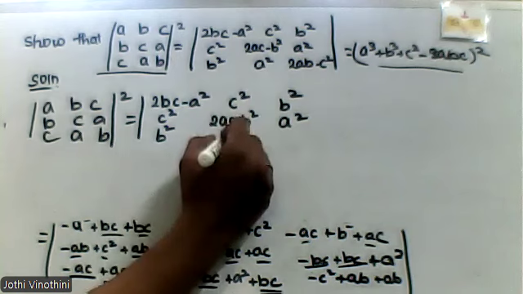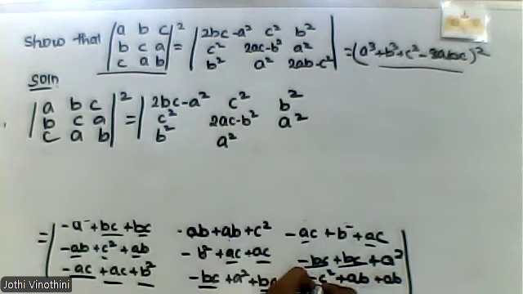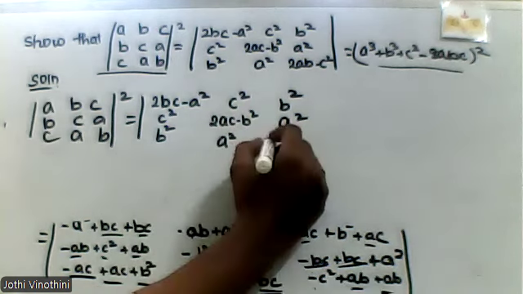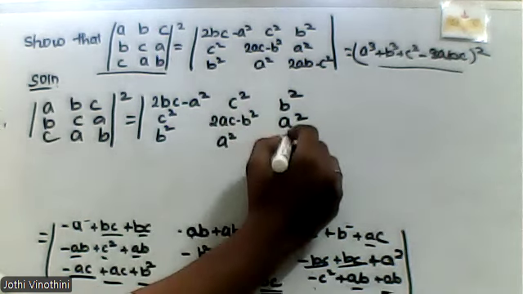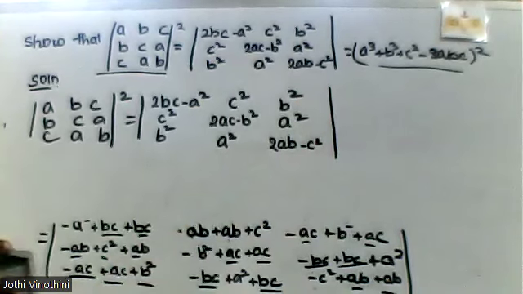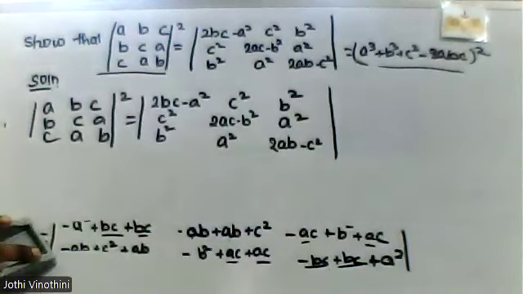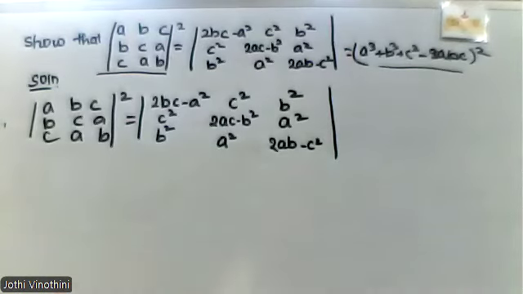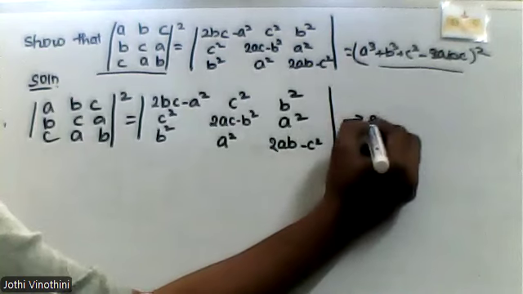What we have? A squared. See here, AB, AB, so 2AB. What we have? Minus C squared. Clear? Clear. So I am going to name this as equation 2.